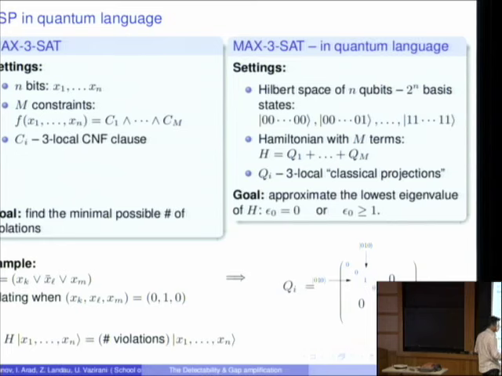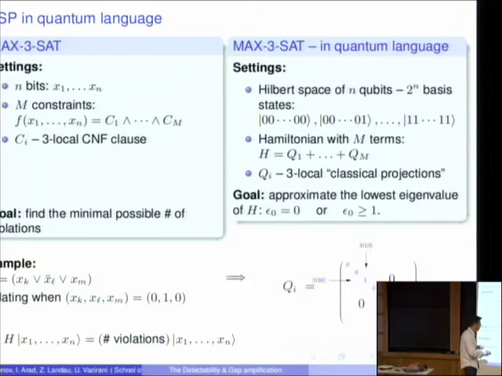And so the projection must now live in an 8 by 8 space, which will project into the violating configurations. Okay? So the only violating configuration here is 1, 0, 1, or 0, 1, 0. So we have a projection into this vector, and we have identity on the rest, meaning that it does nothing to the other qubits.